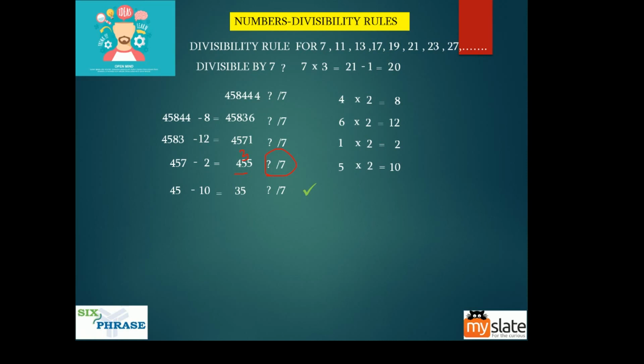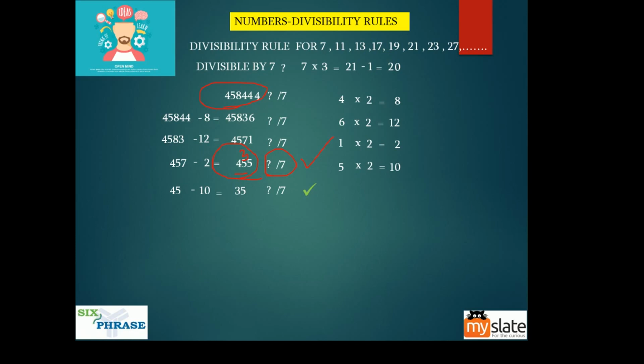Take this 45, divided by 7. The remainder is 3. Now, just attach this 3 to this 5. What do you get? You get 35. Now, is 35 divisible by 7? Yes, right? So, obviously, this number is divisible by 7. So, at this point itself, you can say this whole number is divisible by 7.